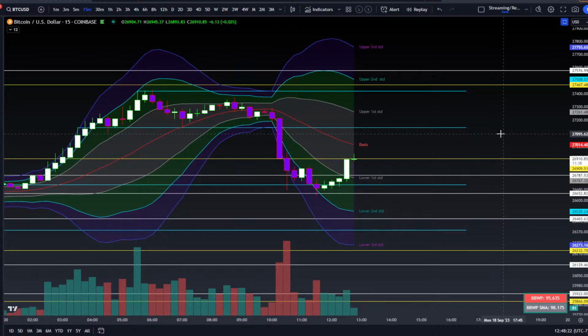But I would tell you that there is a lot of resistance, and if it is broken above, that's where we start looking at a really good breakout. So 28.2, that's a breakout area.